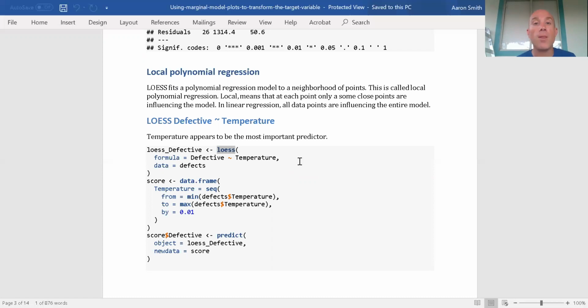In regular regression, regular regression takes the entire data set to build the model. Here, if I want to know about, let's say when x is equal to 2, it'll take points like 1, 1.5, 1.75, 2.1, 2.3, 2.5, points that are close to the predictor value that is of interest. So it does a local polynomial regression. And so this has a lot of flexibility in it.